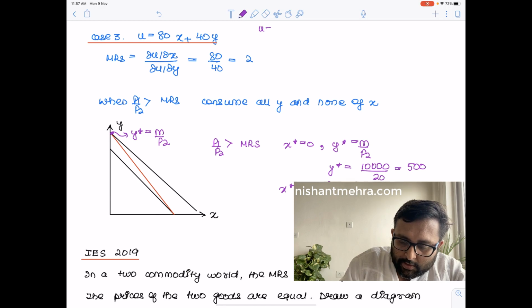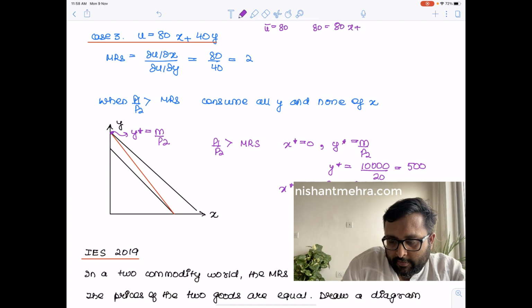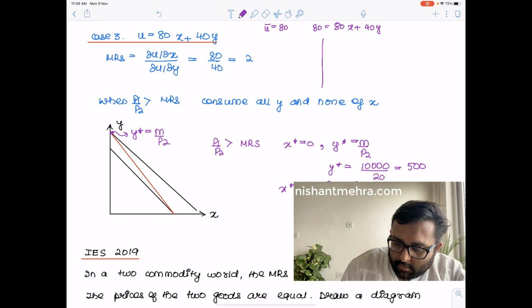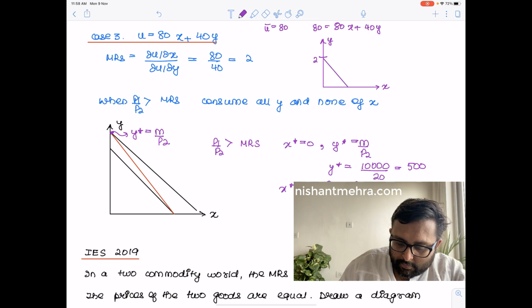Say u bar equals 100. Or it is better to take some other value which is easily divisible. So let's say u bar equals 80. So 80 equals 80x plus 40y. So you have x, you have y. So when x is 0, 80 equals 40y, y is 2. When y is 0, 80 equals 80x, x is 1. Right?